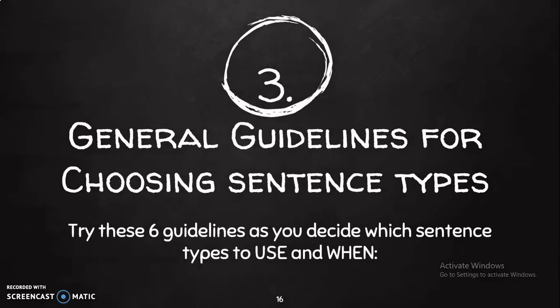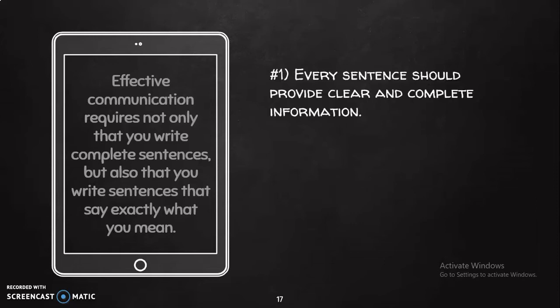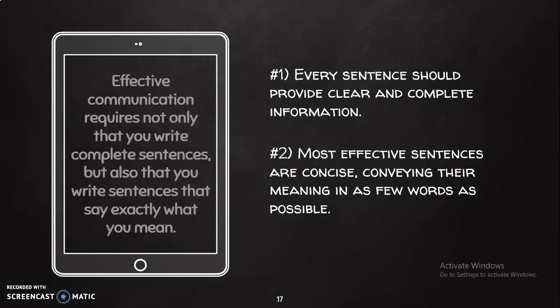Here I'm going to give you general guidelines for choosing sentence types. These six guidelines will help you decide which sentence type to use and when. So let's start them one by one. First, effective communication requires not only that you write complex sentences, but also that you write sentences that say exactly what you mean. That means, first, every sentence should provide clear and complete information. Second, most effective sentences are concise, conveying their meaning in as few words as possible.